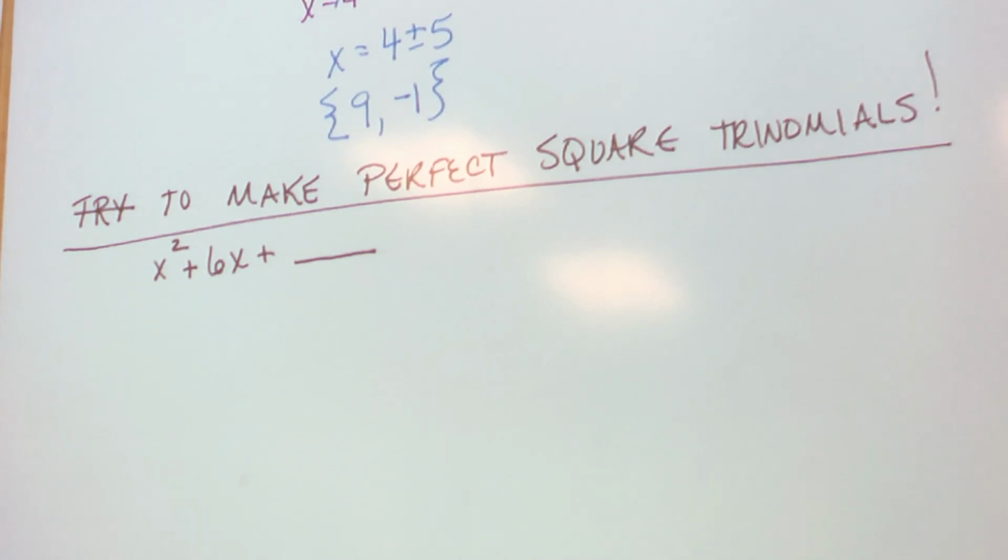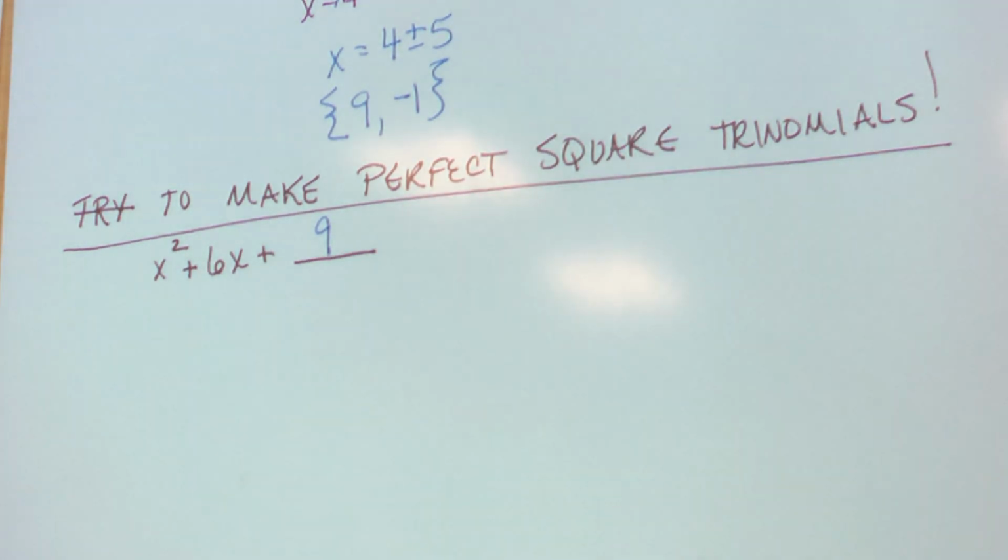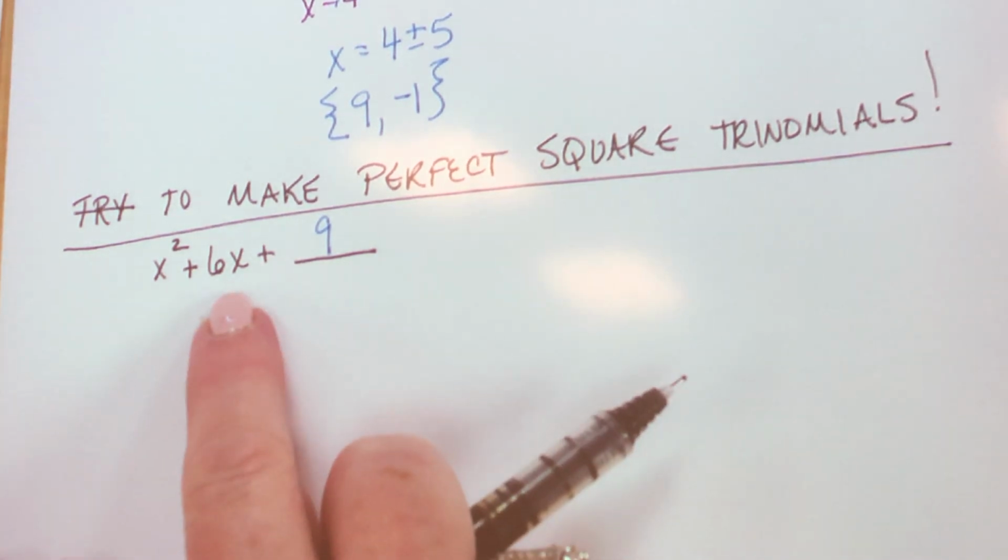What do y'all say? 9. It's 9. Yeah. Okay, it is 9. All right? So some of you are like, wow, I don't know how they did that. That's okay, because we're going to do a few of them. All right?